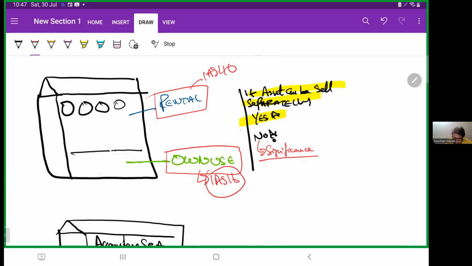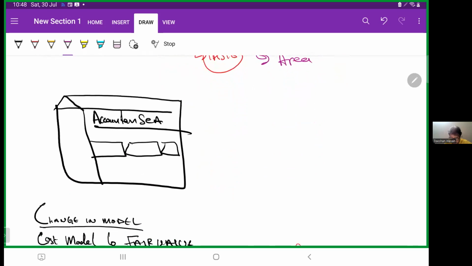But if the answer is no, then we will look at the significance, and significance can be in terms of revenue or in terms of area, whichever significance basis we use. If the IAS 40 significance is higher, we will apply IAS 40 on the whole asset, and if the IAS 16 significance is higher, then we will apply IAS 16 on the whole asset, right? For example, now let me give you an example over here.